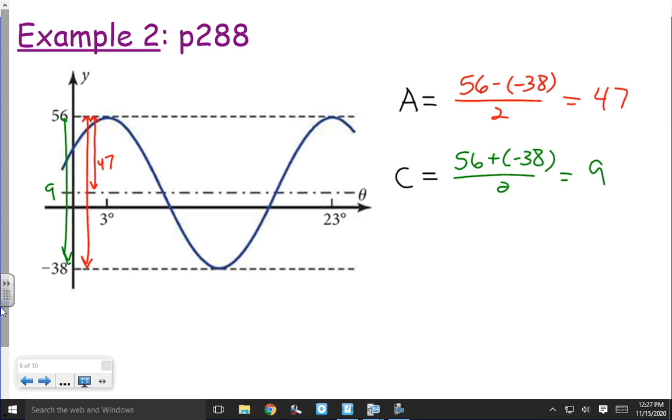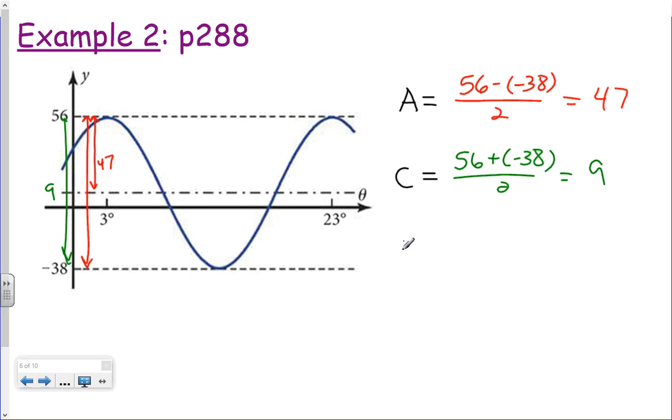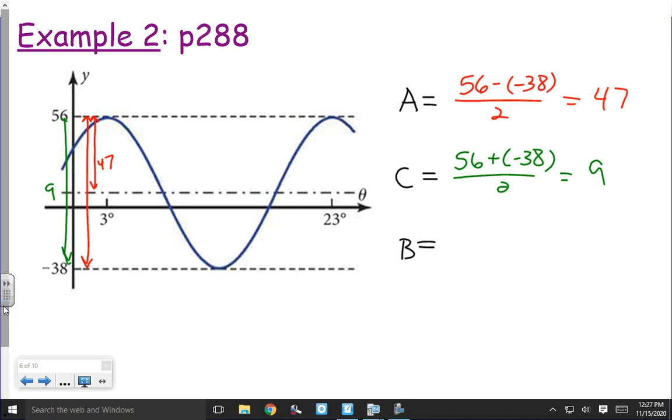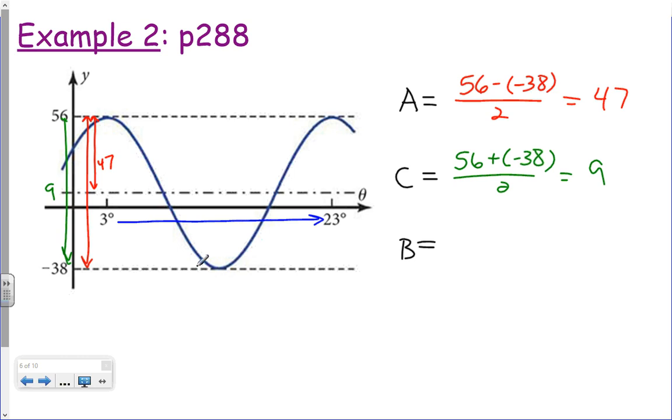And now, let's go ahead and find out our value for B. B, remember, is equal to or related to the period. So B is equal to 360 divided by your period. So the period is the distance between these two right here. This is our period. So that's 23 minus 3 will give me the period. In fact, I'll write it that way.